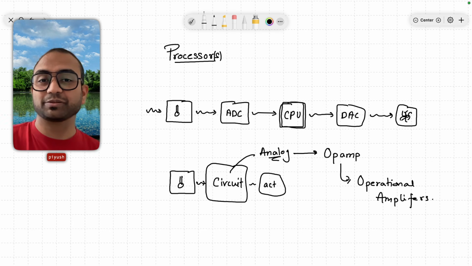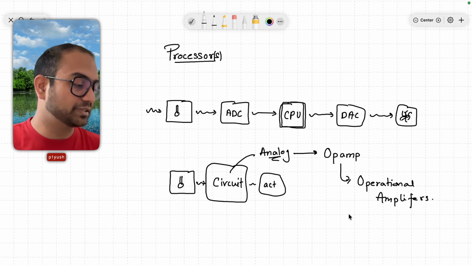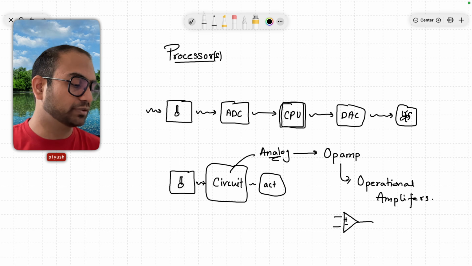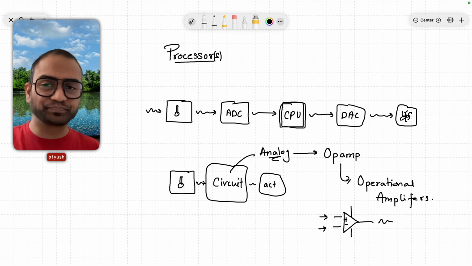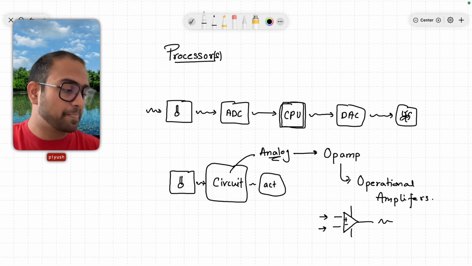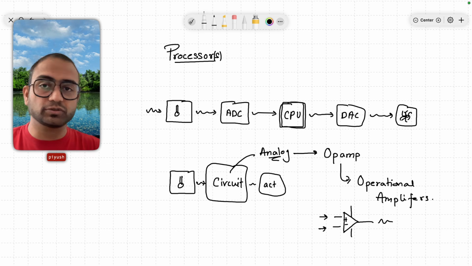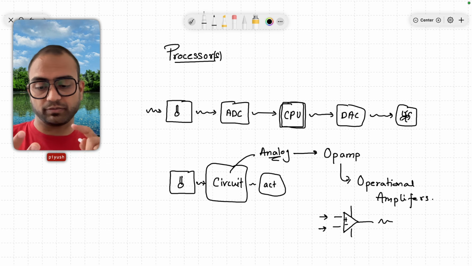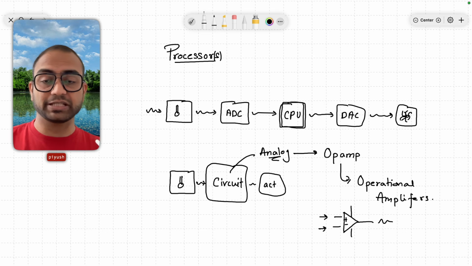So what is so special about operational amplifiers? By the way, the symbol for op amps is something like so, and then this is one input, this is another input, this is the power supply, this is the output. The thing about op amps was that they allowed us to do mathematical operations: addition, subtraction, multiplication, logarithms, exponents, all those kinds of things.